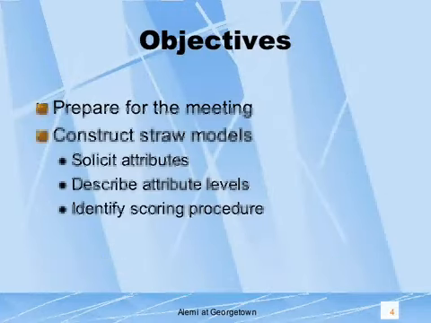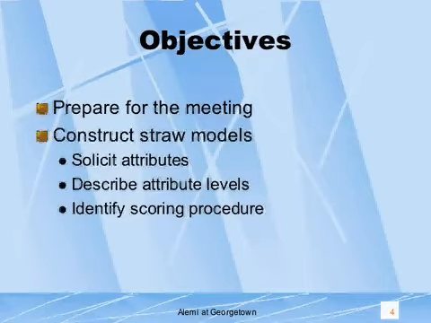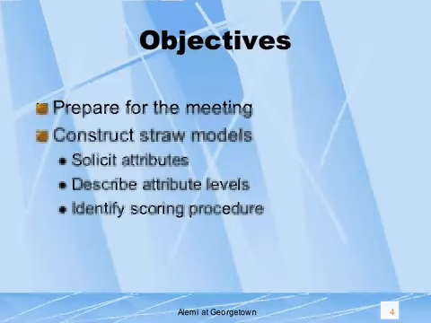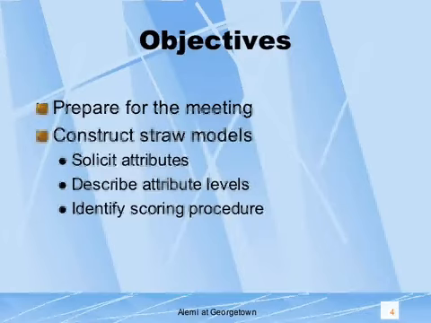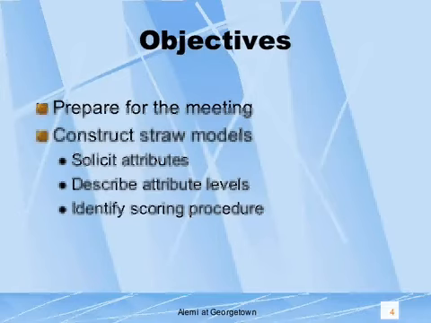The objectives of one-on-one interviews prior to the group meeting are to prepare the participant for the group meeting and to get input necessary for constructing the straw model. By straw model, we mean a set of preferences that can be revised later in a larger group meeting. To construct the straw model, the attributes that can be used to make vendor selection must be specified. The group member should be asked to specify the attribute levels, and finally a scoring procedure should be identified that allows one to use the attributes and attribute levels to assign an overall score to the vendor.